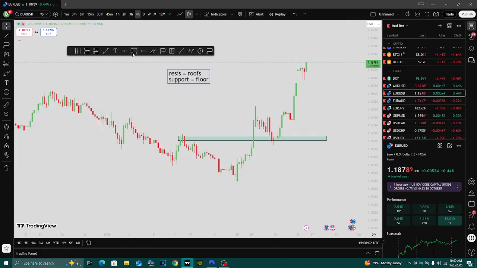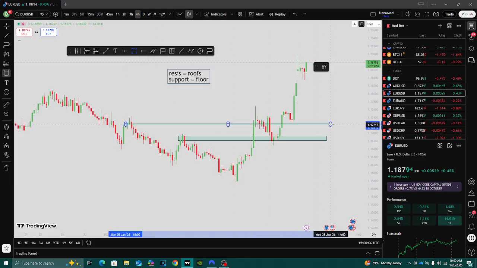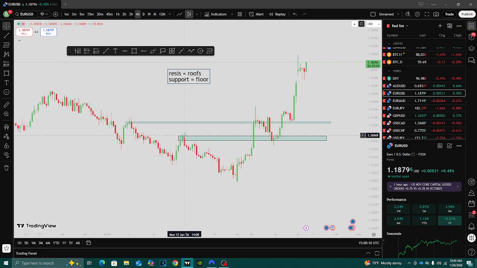I'm not even gonna explain nothing. Look, this is another roof. Look, another roof. Look at that. It got inversed as well. You see how the market just plays itself out? Because this was a roof. It did reject off the roof. It broke the roof and then bounced off the roof.